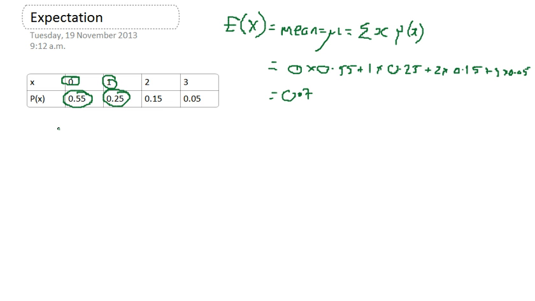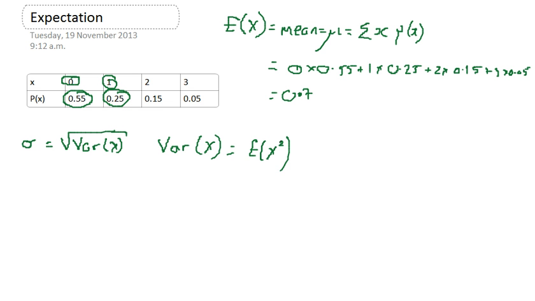But some people then might want to work out what my standard deviation is, and my standard deviation is equal to the square root of what I would call my variance. Now I don't have a way of working out the standard deviation directly, but I do have a way of working out the variance of x. The variance of x is the expectation of x squared minus the expectation of x all squared.